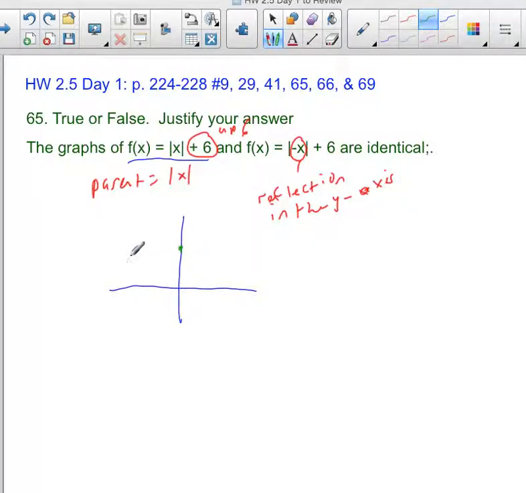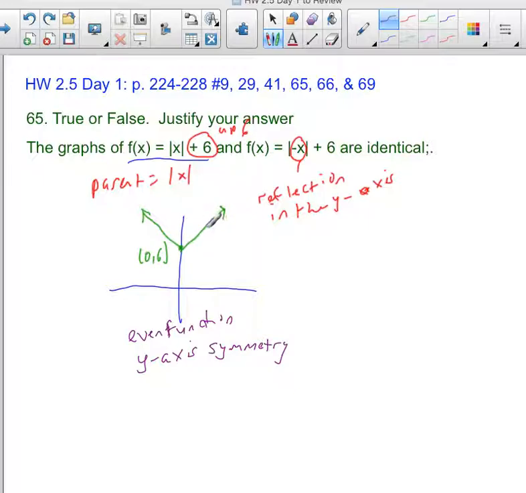So the graph of f of x equals the absolute value of x plus 6 will have a vertex at the point (0, 6), and then it will have the same shape as the absolute value function, where these rays have slopes of +1 and -1, respectively. So this graph, when we look at it, is an even function, meaning it is symmetric with respect to the y-axis. So it has y-axis symmetry.